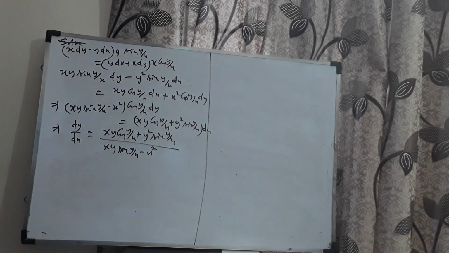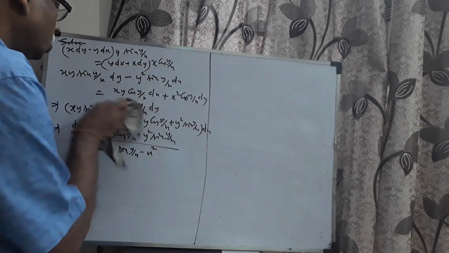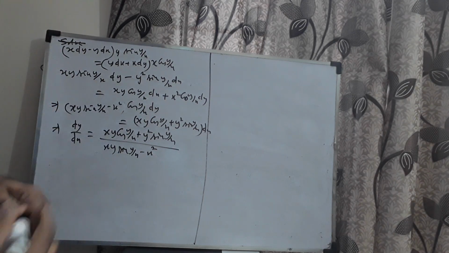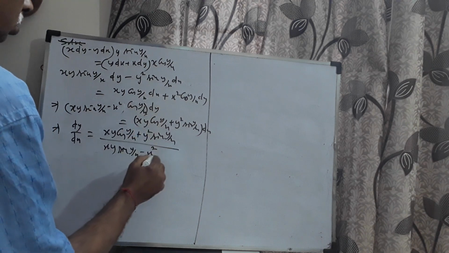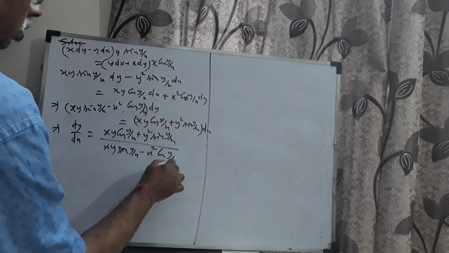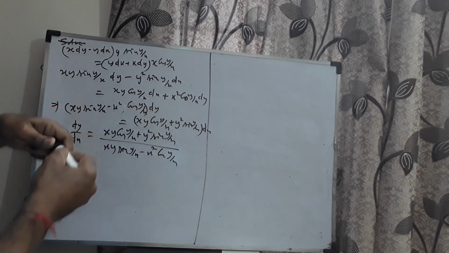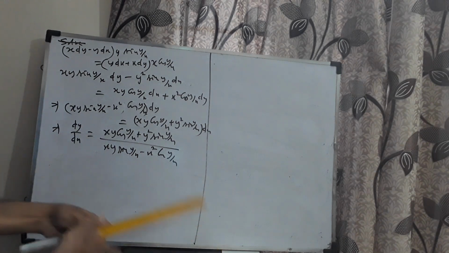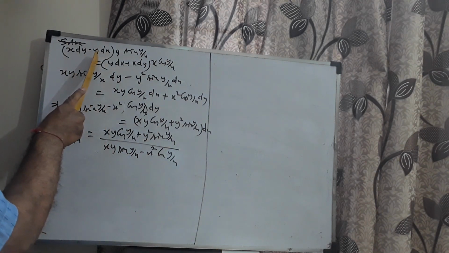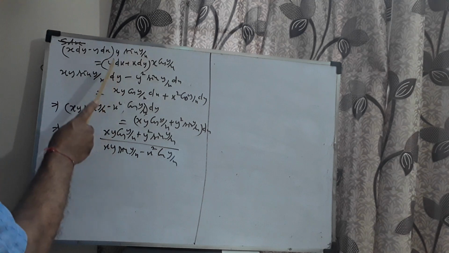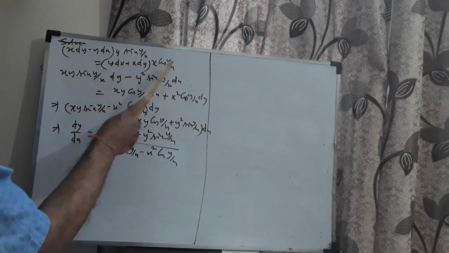I'm sorry, there is an unnecessary bracket here. The bracket should be closed only here, after x square cos y by x. Let me just check whether what I have written is correct or not. x dy minus y dx times y sin y by x equal to y dx plus x dy times x cos y by x.